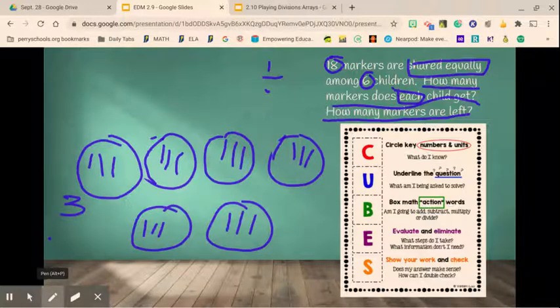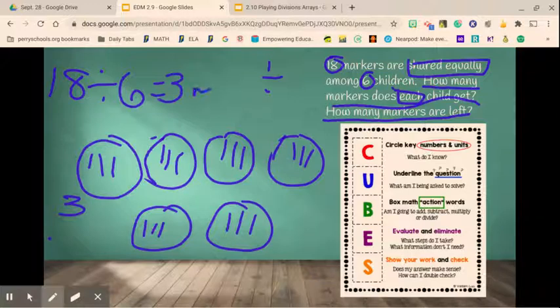So answering my questions, how many markers does each child get? Well, they each get 3. How many markers are left? 0. There are no markers left. My number sentence becomes 18 divided by 6 equals 3, and my unit is markers.